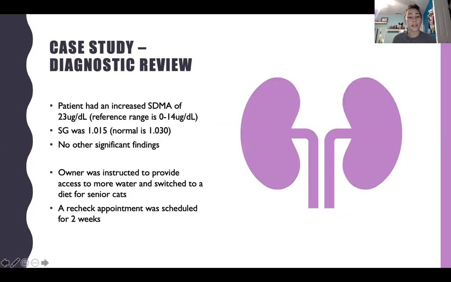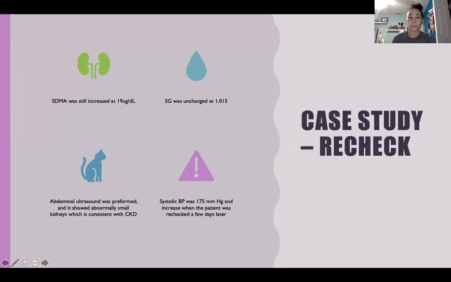So his diagnostics came back. He had an increased SDMA of 23 micrograms per deciliter, and the reference range for that is 0 to 14. His specific gravity was low. It was 1015 when normal is around 1030, but he had no other significant findings on his diagnostics. So the owners were instructed to provide more access to water, and they also switched to a senior diet, and a recheck appointment was scheduled for 2 weeks later.